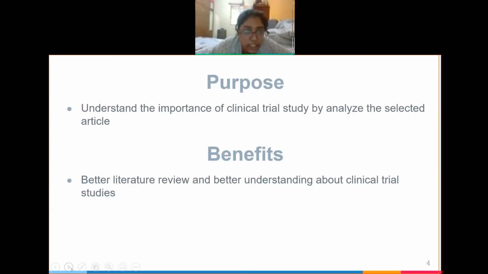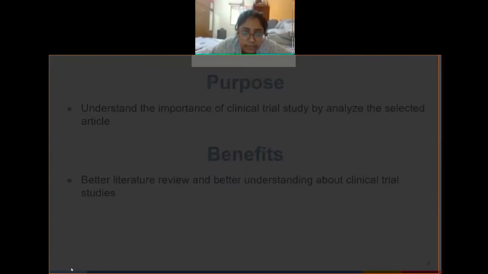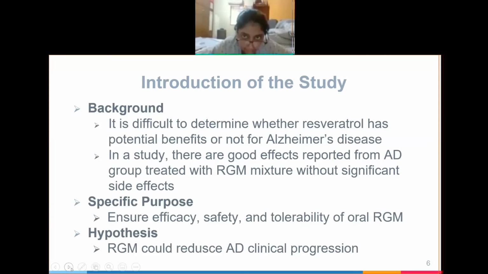The purpose of the study is to understand the importance of clinical trial studies by analyzing the selected article. The benefits from the study are a better literature review and a better understanding of clinical trial studies. So I will explain about the introduction.